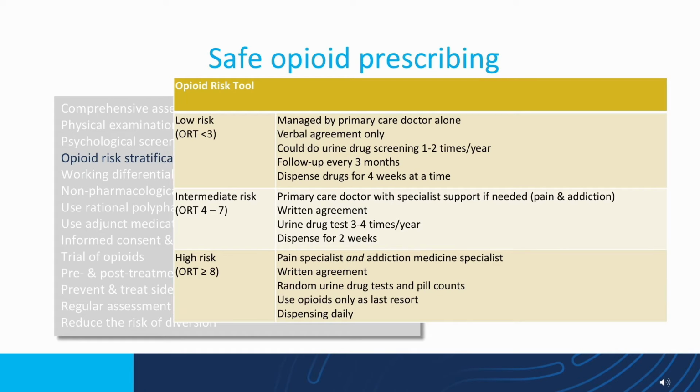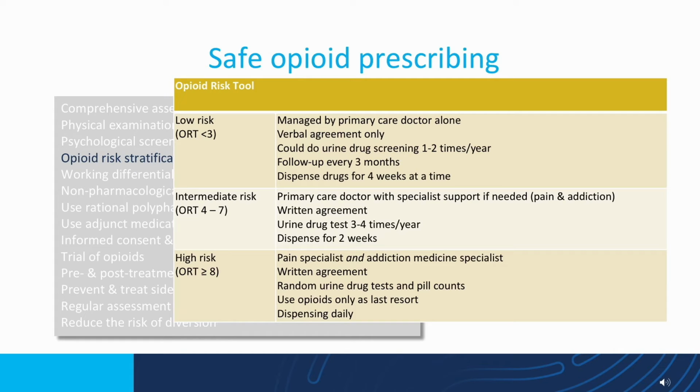If you're going to use opioids, this is how you would use them in these categories. Low risk, you could probably manage the patient yourself. You could have a verbal agreement with the patient. You might want to do urine drug screening. You might follow up patients every few months. And you might dispense for a period of time. If it's intermediate risk, you might consider getting a pain specialist involved, whether it be pain or addiction. You might put it in a written agreement so you've got a contract. You might do urine drug screening a little more often. And you might dispense for a shorter period of time. High risk, you're going to use a pain specialist and addiction specialist.